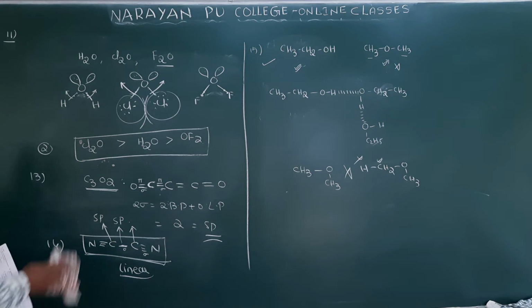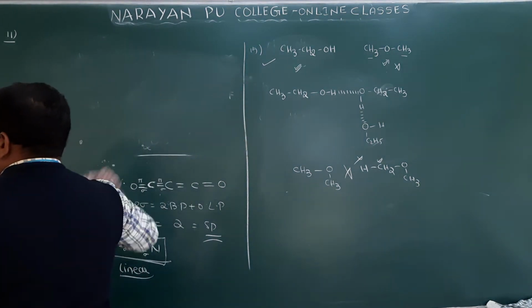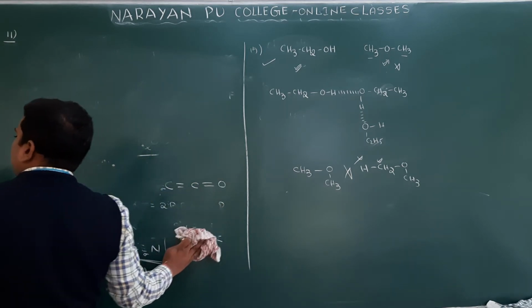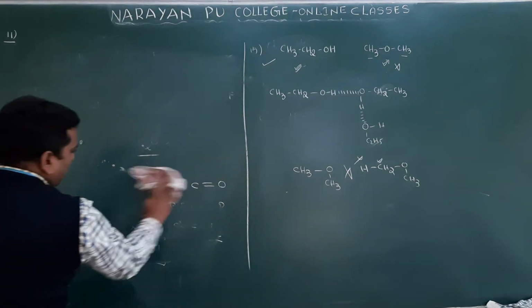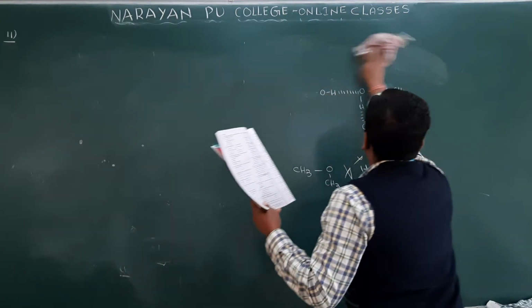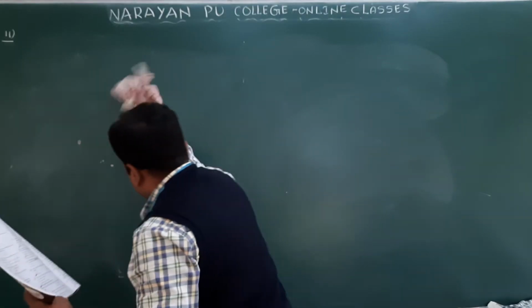And coming to question number 16. See what they have given. Arrange the following in order of decreasing boiling point. So they have given some compounds, and they are asking to write the boiling points in decreasing order.